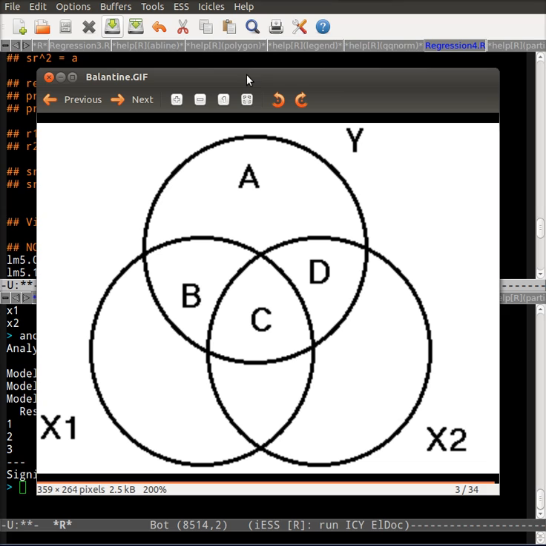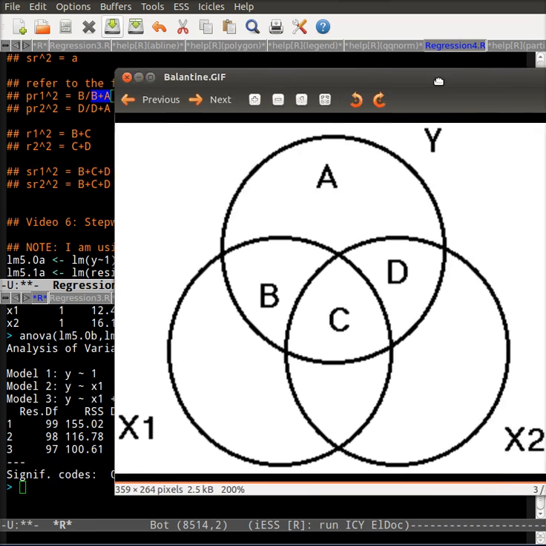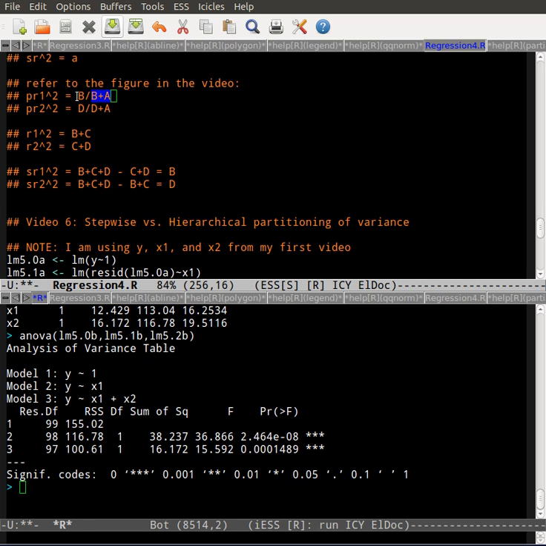So therefore, when you square the partial correlation coefficient, it's something that is directly interpretable because it tells us what part over what whole we are getting from our unique relationship between x1 and y. So do you see that? B over b plus a.